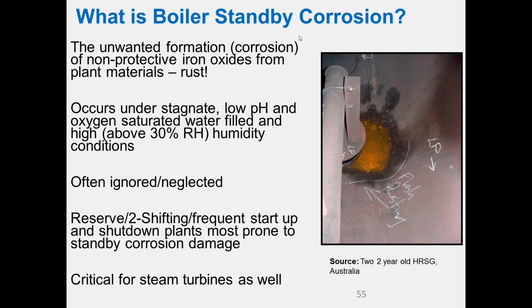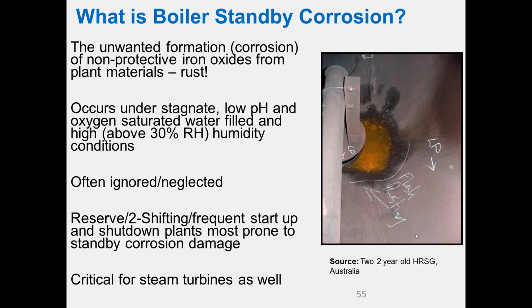So what we get is boiler standby corrosion, where we get unwanted formation of non-protective iron oxides, which is rust. Here we have a boiler, a heat recovery steam generator steam drum in Australia. It's been shut down for an outage and they didn't get all the water out. You can see a puddle of water sitting here in the vessel, and straight away you can see it's rusting away, and it's actually pitting under there because that water is now 100% oxygen saturated. Over time, the pH goes down and away you go.